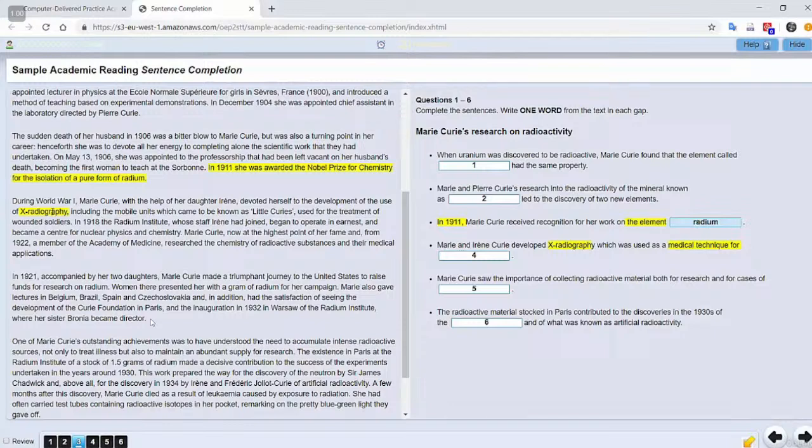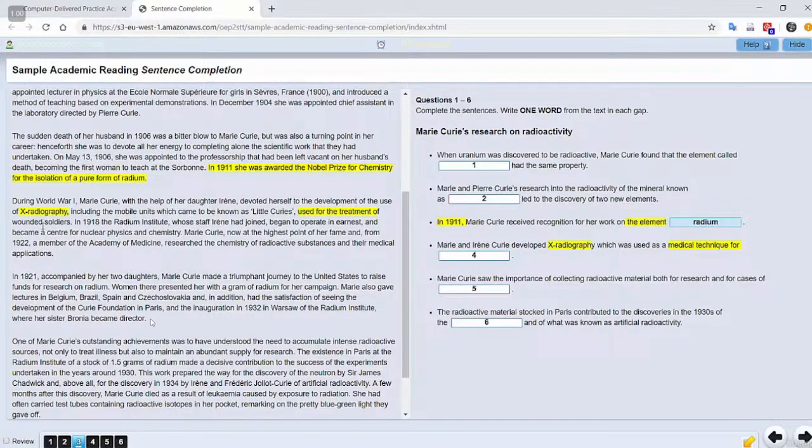So, during World War I, with the help of her daughter, she devoted herself to the development of X radiography, including the mobile units, which came to be known as little Curies, used for the treatment of, there's the language right there, used for the treatment of, that is synonym for what? Medical technique, treatment of, medical technique for wounded soldiers.